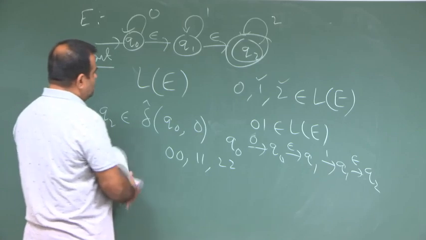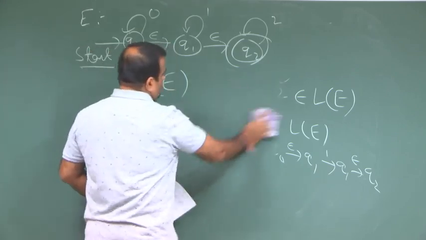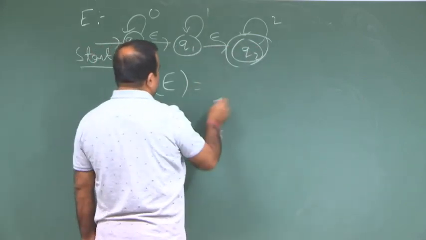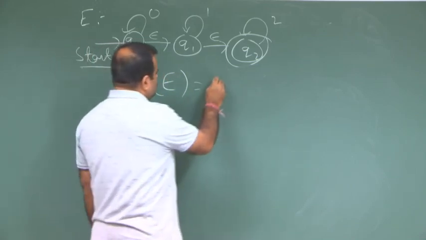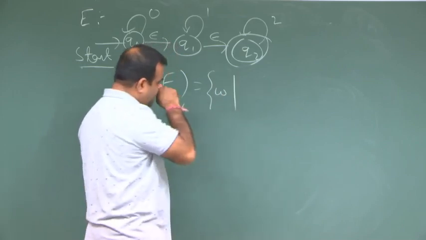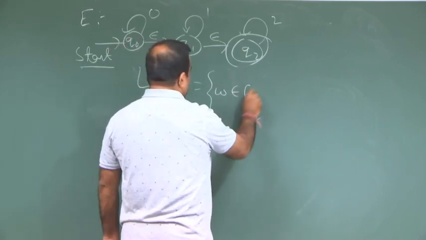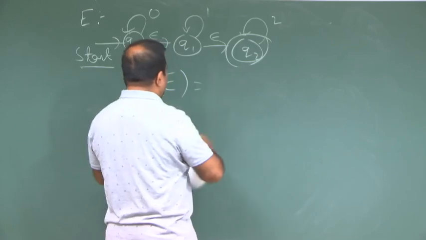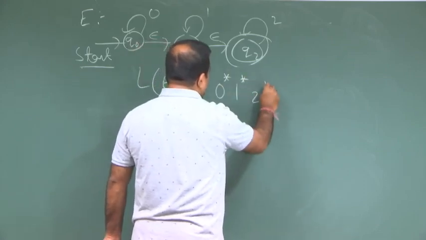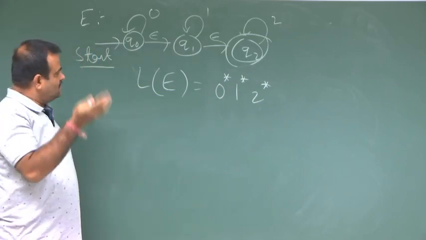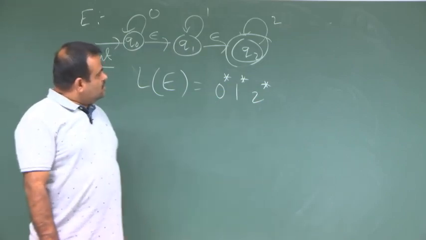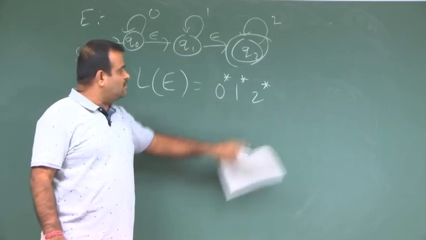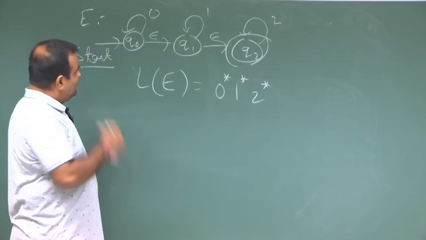In fact, this language is all strings with any number of zeros followed by any number of ones followed by any number of 2's. This is denoted by 0 star 1 star 2 star. We will define this regular expression in a lecture after next. So, this denotes any number of zeros, followed by any number of ones, followed by any number of 2's. This is the way we define this.